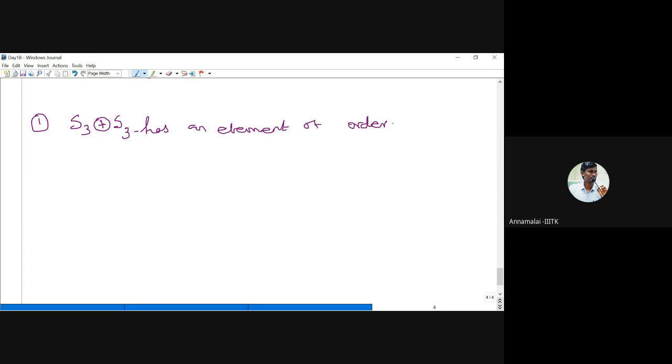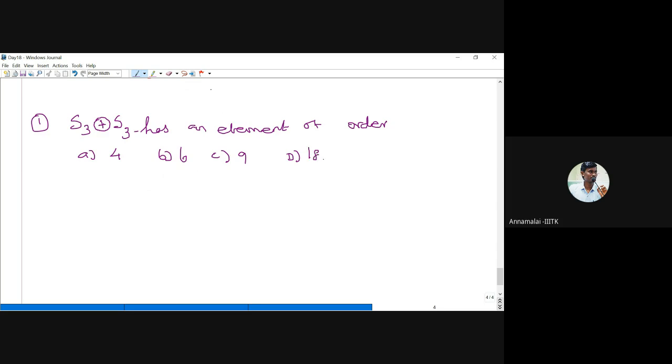So now I give the 4 options. What is the possible answer? Suppose the first option is 4, the second option is 6, the third option is 9, and D, the last option, is 18. Now, what is the group order actually?